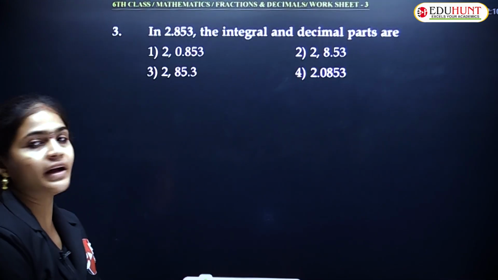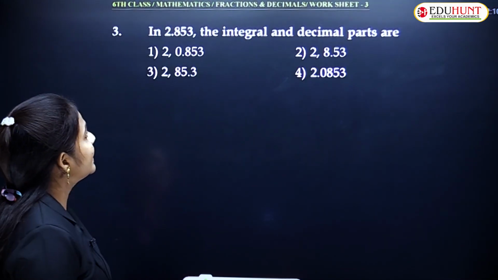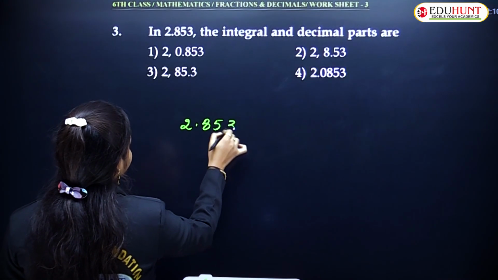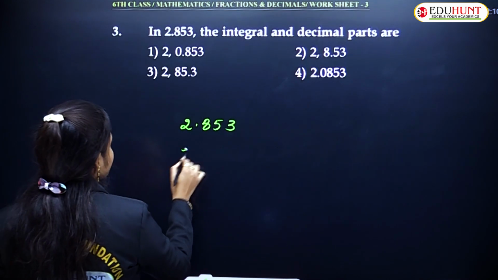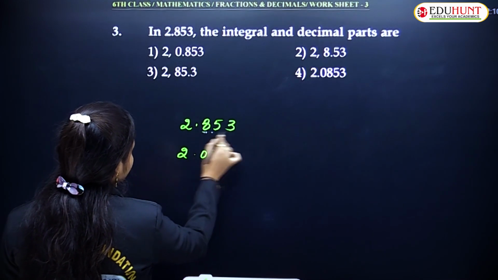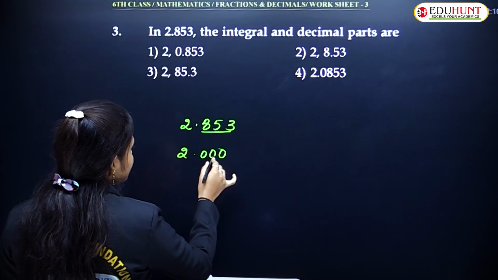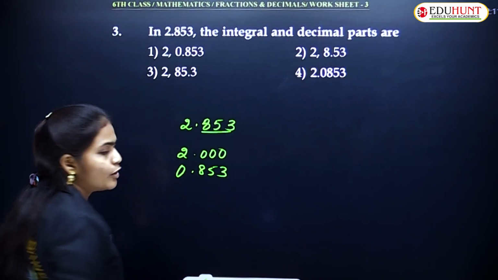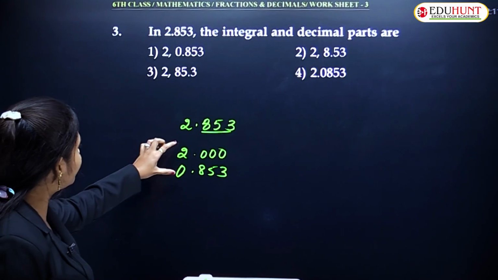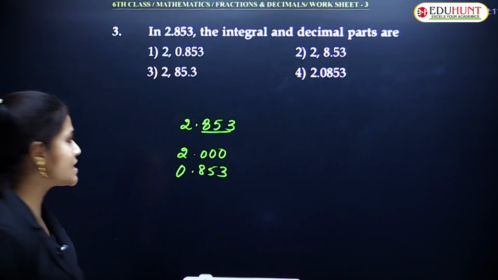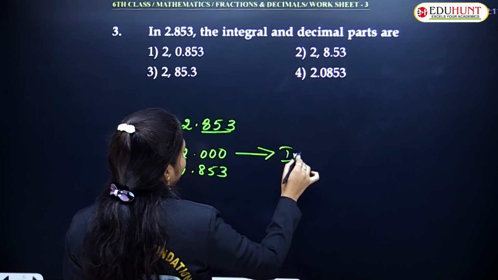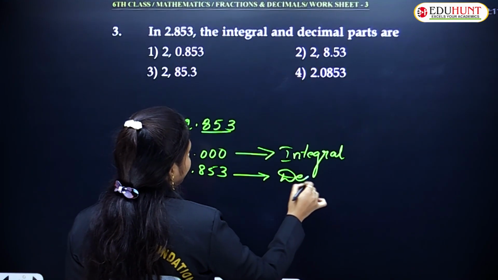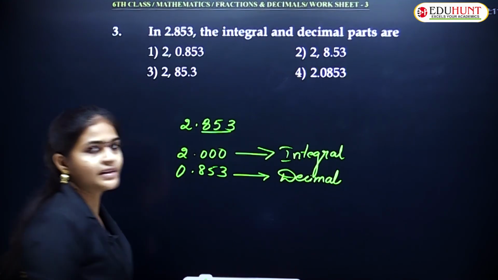In 2.853, the integral part and the decimal part are... 2.853. We can write this as 2.000. Why? Because there are 3 decimal places, no? So 2.000, and here 0.853. Then only we will get 2.853. Understand? So we call this the integral part, and this is called the decimal part. There are 2 parts, no?